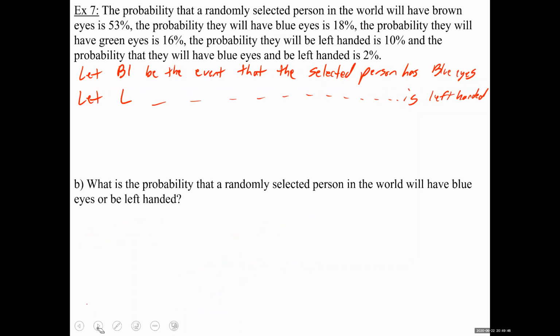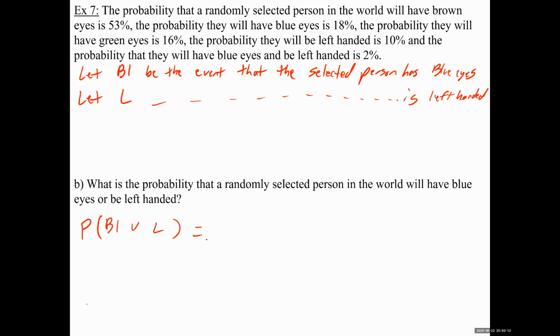All right, part B. What's the probability that person in the world will have blue eyes or be left-handed? The notation, someone tell me the notation, please. So you have to put the P outside because I'm asking for a probability. Inside, you gotta communicate to me blue eyes or left-handed. How do I write that? BL or L.